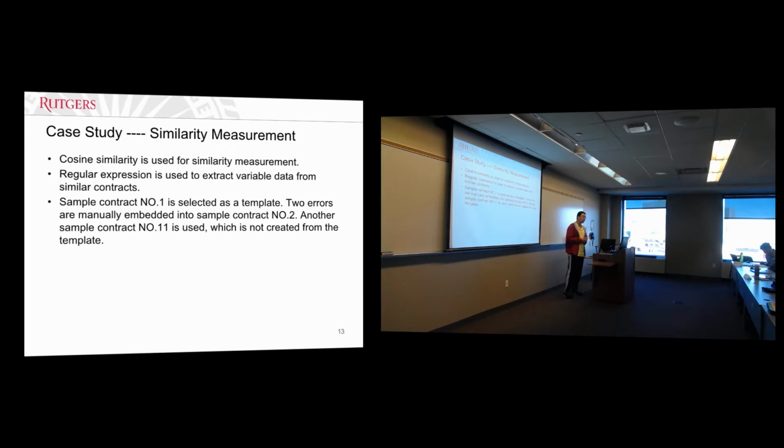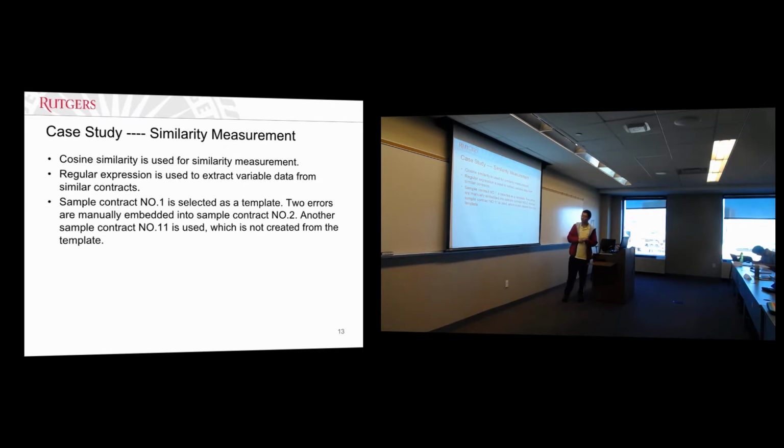Data pre-processing. Among the 10 contracts, the first contract is regarded as the template, and the remaining 9 contracts are the similar contracts created from the first contract, the template. And in order to demonstrate the feasibility of the system, the author manually made some errors in the second contract.